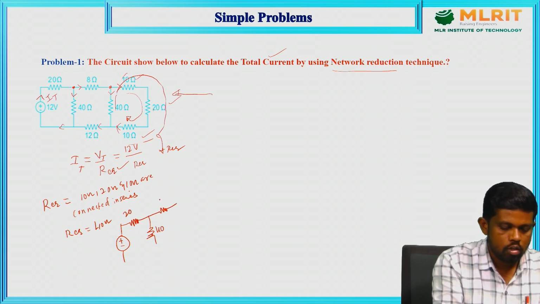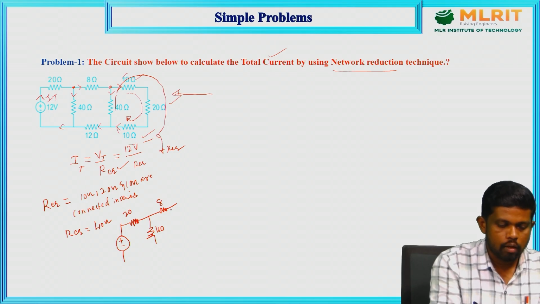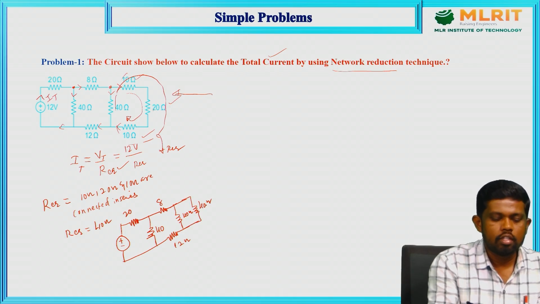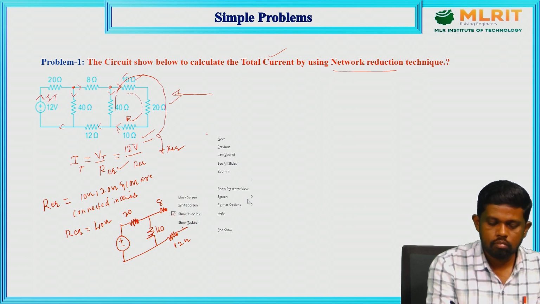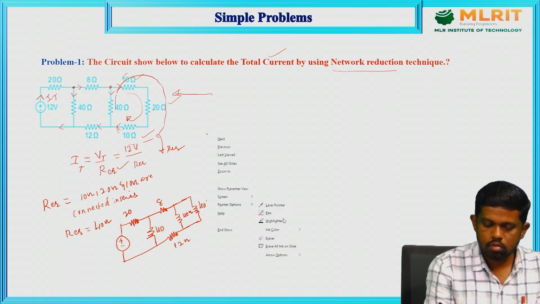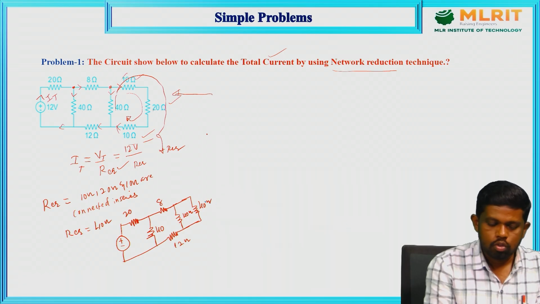So instead of this whole thing, we can simply redraw it as this 12 ohm and this 40 ohm. Instead of the three we can draw the one element, that is also 40 ohms. Again the same analogy based on series and parallel connection, so these two are in parallel.